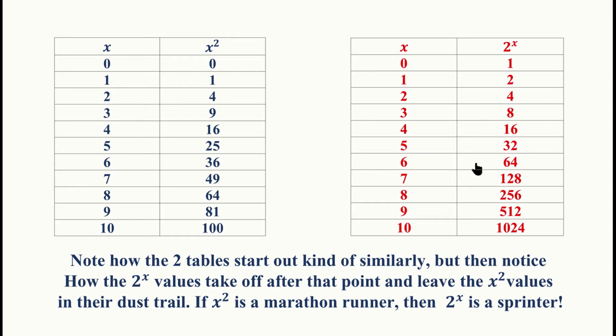Now when we look at this function, notice it takes off kind of in a similar manner to x squared does, right? Up to about this point. From here, this one really takes off. Notice like 2 to the 5 is 32, 2 to the 6 is 64, 128. By the time we get to 10, 2 to the x has really left x squared in its dust. So basically, if you think of this as a really good runner, this one is a major sprinter. I mean, there's a huge difference in the way that these two functions grow.